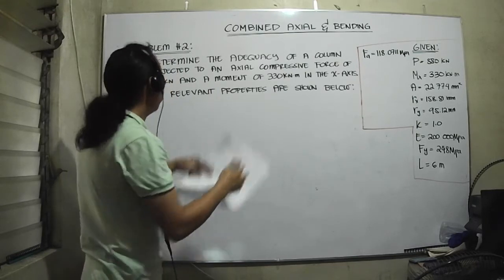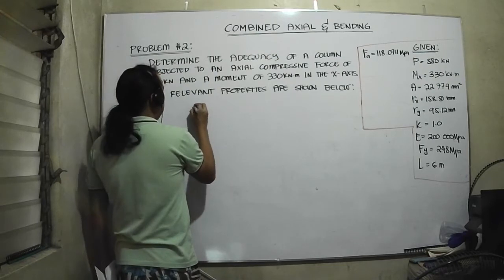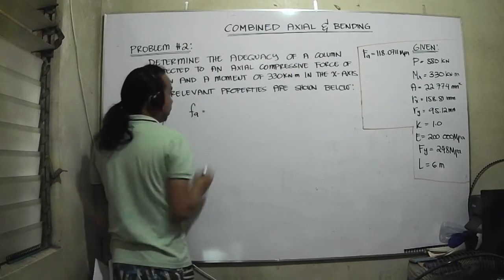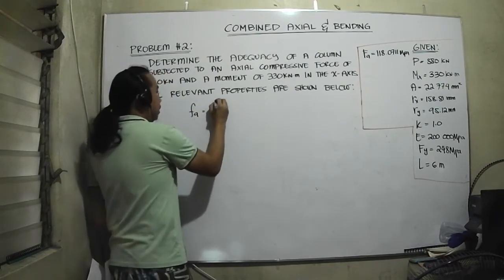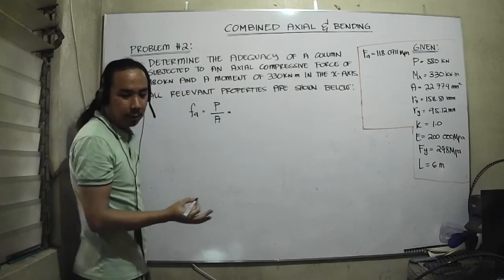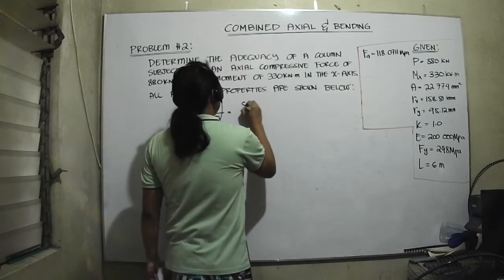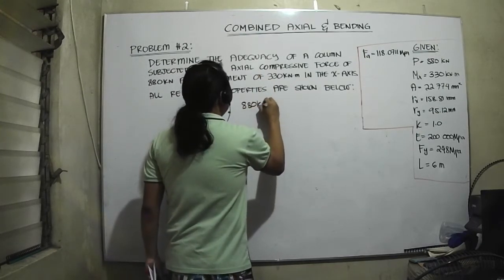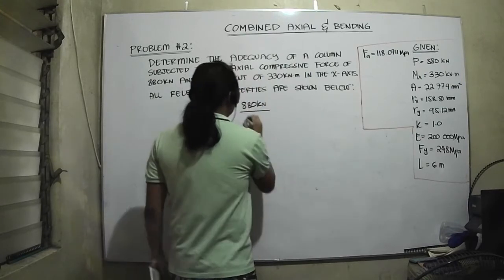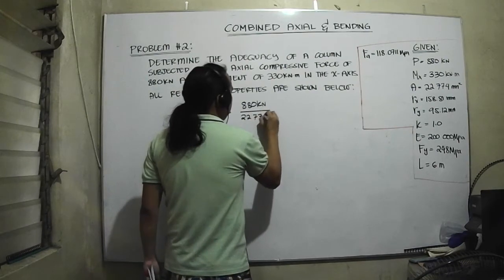We now go to the actual stress, fa. That is just the basic equation of P over A, stress is force over area. Our force here is equal to 880 kilonewtons divided by our area, which is equal to 22,774.